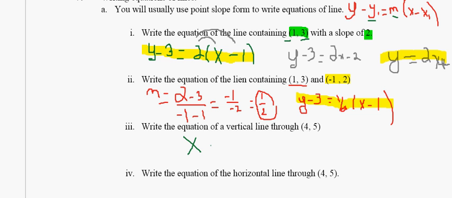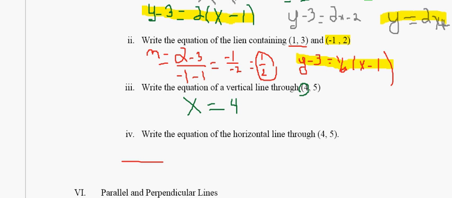Okay, the next two are pretty quick. Write the equation of a vertical line. If you remember, the equation of a vertical line is always x equals something. Okay, so in our case, remember, x stays constant and y can be whatever it wants. So what's my x? It's 4. So the equation of this line is x equals 4. X stays constant, y can be whatever it wants. So same thing here.